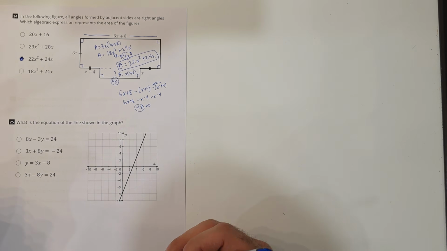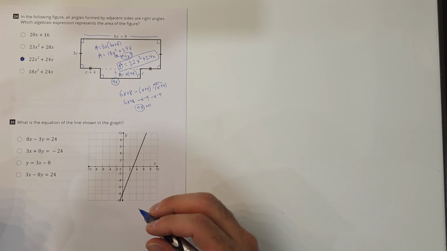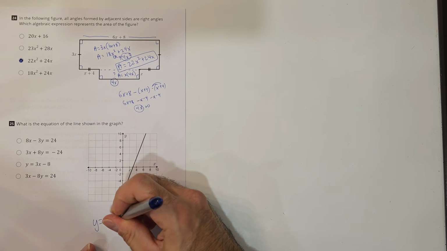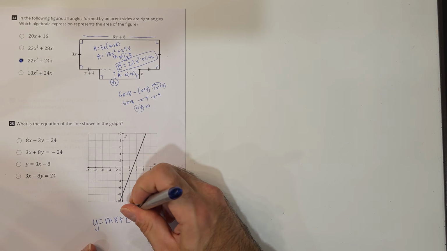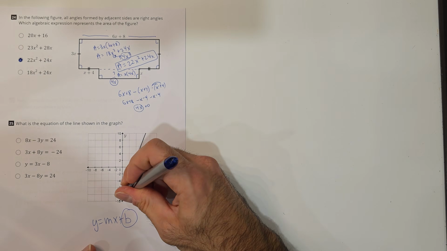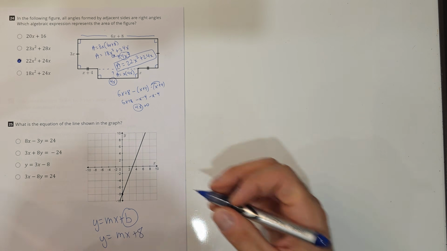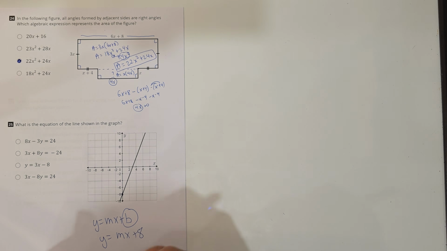Next one. What is the equation of the line shown on the graph? How do you find the equation of the line? Well, I showed you. y equals mx plus b. This is the y-intercept, right here. 8. y equals mx plus 8. Okay, I know it's got to look like that somehow. Okay, I'm going to start writing larger over here. No, I'm not, because I need slope.